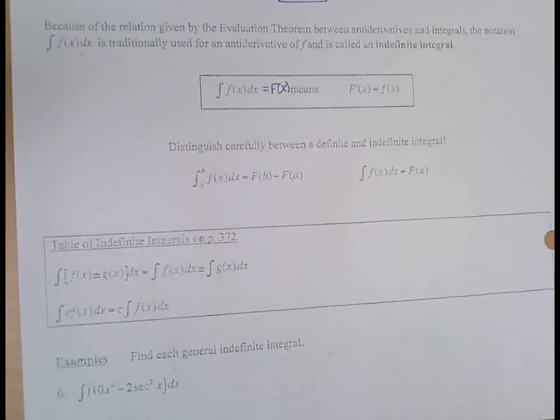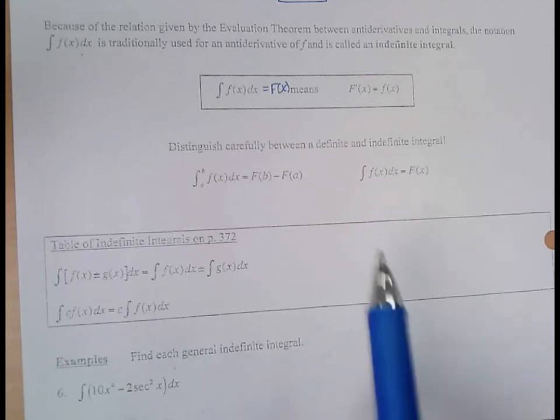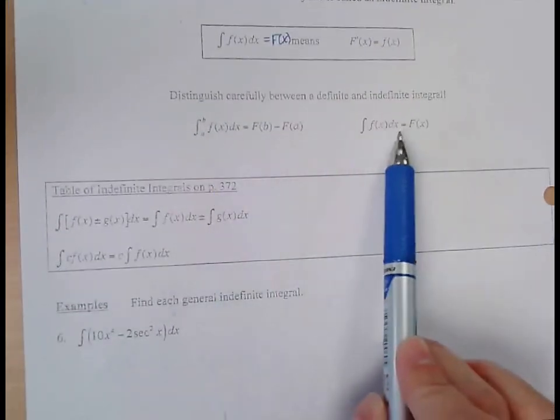So rather than me saying find the antiderivative, as on the quiz you had, I could just say find this integral, and it would be the same thing. So an integral is an antiderivative if it doesn't have limits of integration. So that's the difference between definite and indefinite.